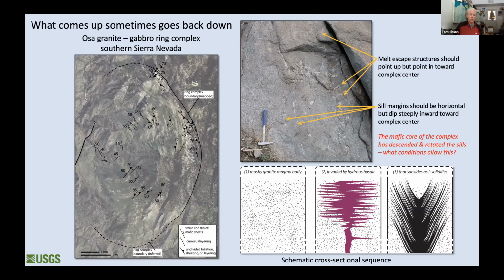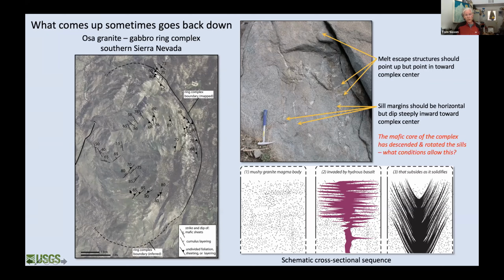So here's a ring complex in the southern Sierra Nevada. It's about 8 kilometers in this dimension by about 6 kilometers in that dimension. It consists of granite, that's the light colored resistant material, and hornblende gabbro, these are the dark recessive materials.